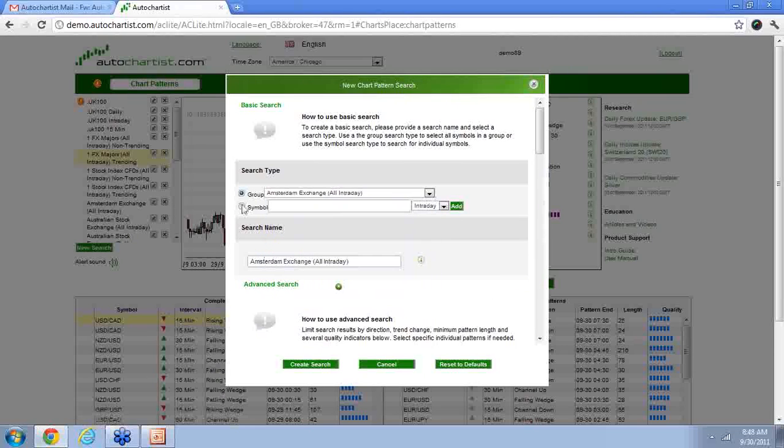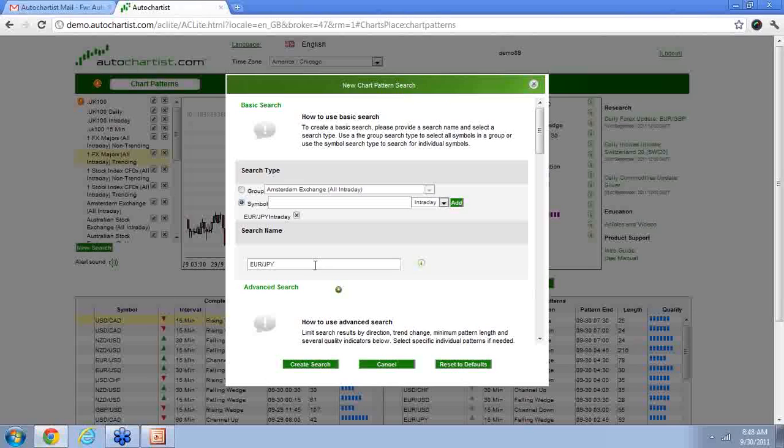Okay, I'll show you how to do it with an individual symbol. If you just type in EUR, you're going to get a drop-down menu that's going to show you several types of markets. So if we select, for example, Euro Japanese Yen, and we add that to our search, we can title it Euro Japanese Yen intraday.